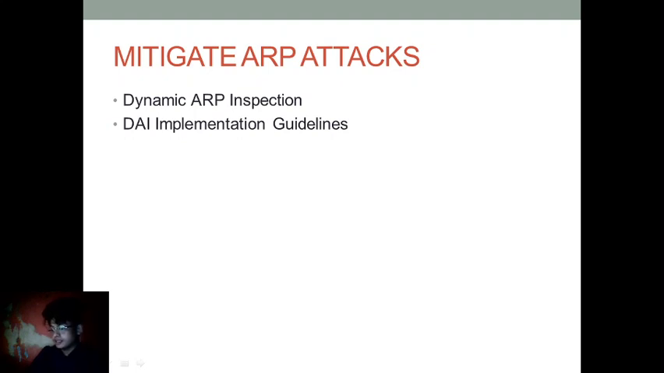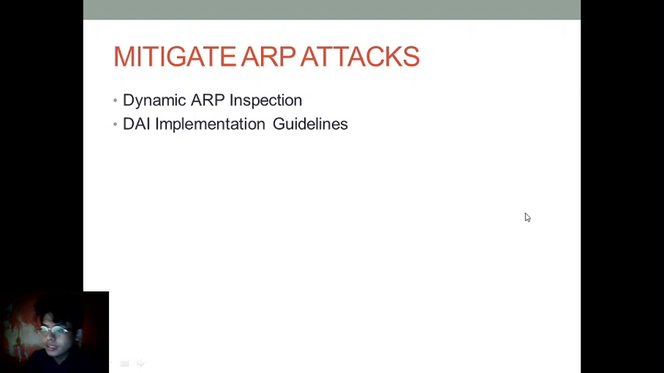DAI implementation guidelines. To mitigate the chances of ARP spoofing and ARP poisoning, follow these DAI implementation guidelines. First, enable DHCP snooping globally. The second, enable DHCP snooping on selected VLANs. Then enable DAI on selected VLANs. Then lastly, configure trusted interfaces for DHCP snooping and ARP inspection. It is generally advisable to configure all access switch ports as untrusted and to configure all uplink ports that are connected to other switches as trusted.